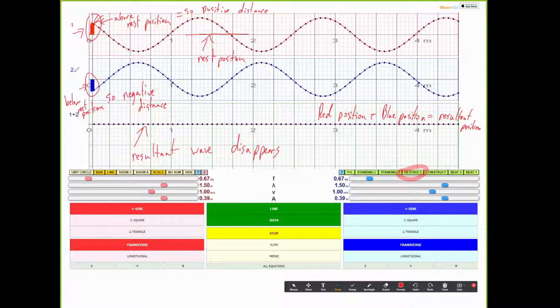Now, Justin, you told me in the chat what this reminds you of. Would you go ahead and unmute yourself and tell everybody what it reminds you of? Noise canceling headphones. It's the same principle of how they work.